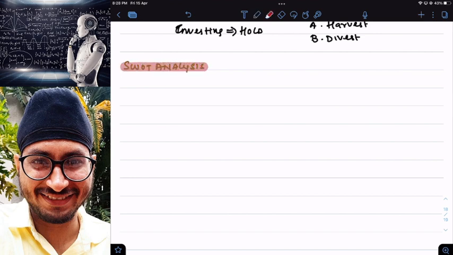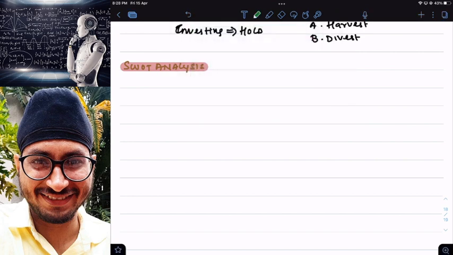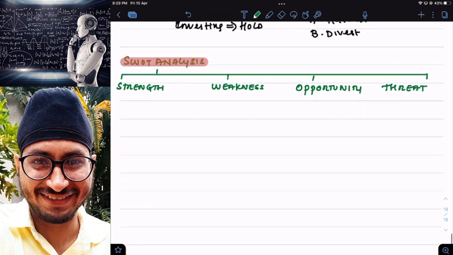SWOT analysis stands for strength, weakness, opportunities, threats. I repeat, SWOT analysis stands for what, sir? Strength, weakness, opportunities and threats. Clear? In short, SWOT.